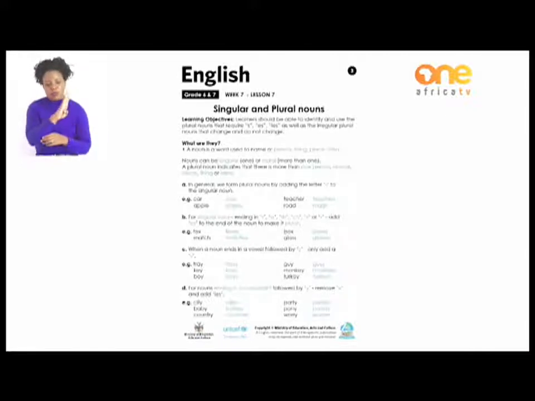When a noun ends in a vowel followed by Y, only add S. For example, one tray, 2 trays. One key, 2 keys. Boy, boys. One guy, 3 guys. One monkey, 10 monkeys. One turkey, 2 turkeys. For nouns ending in a consonant followed by Y, remove Y and add IES.